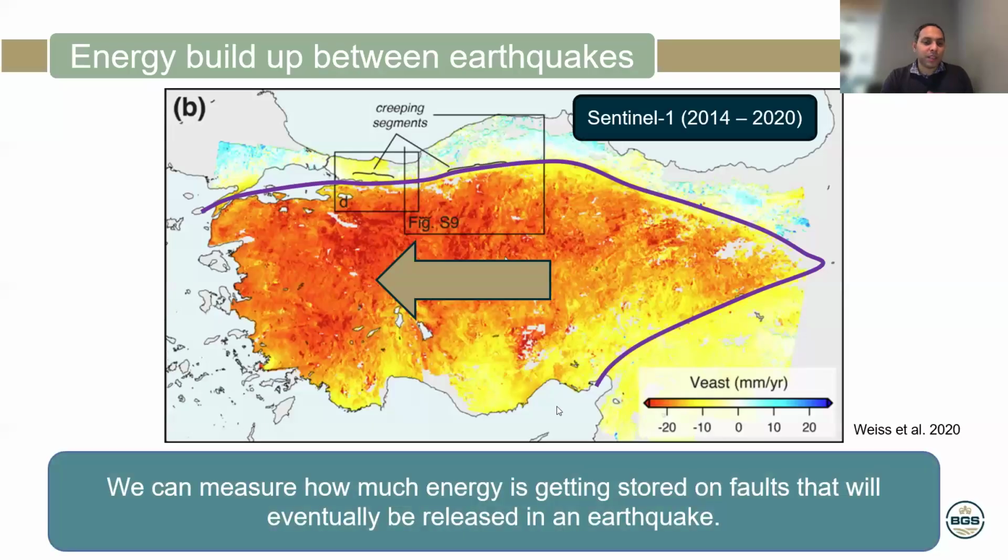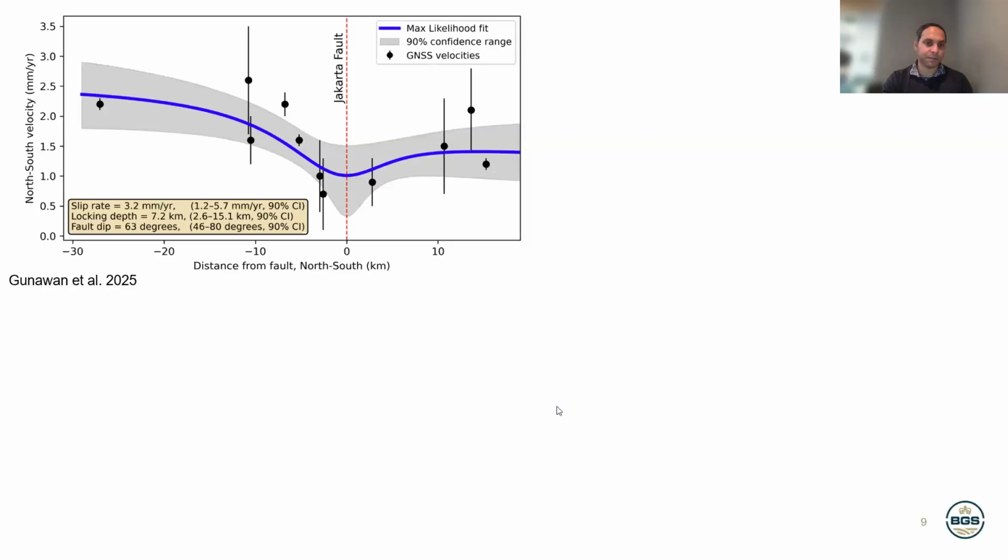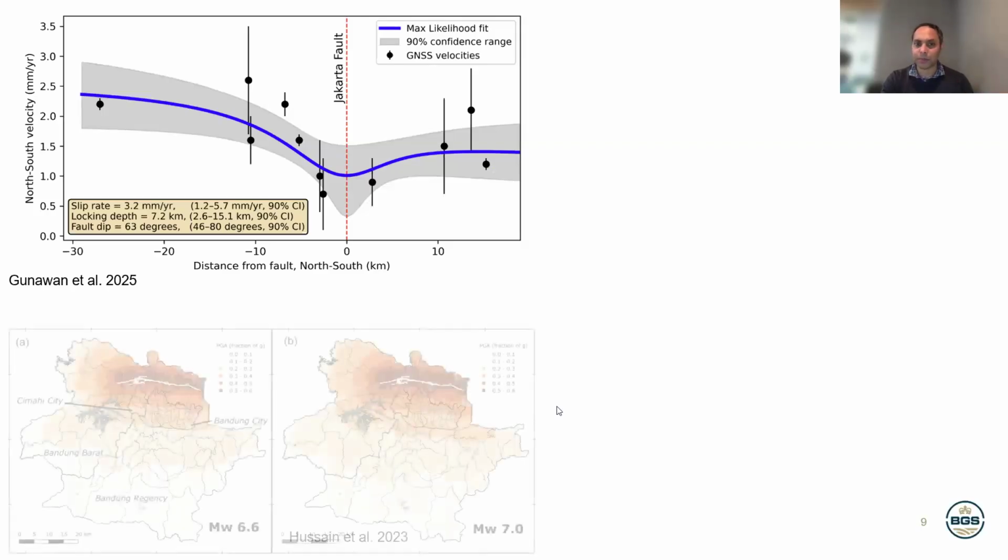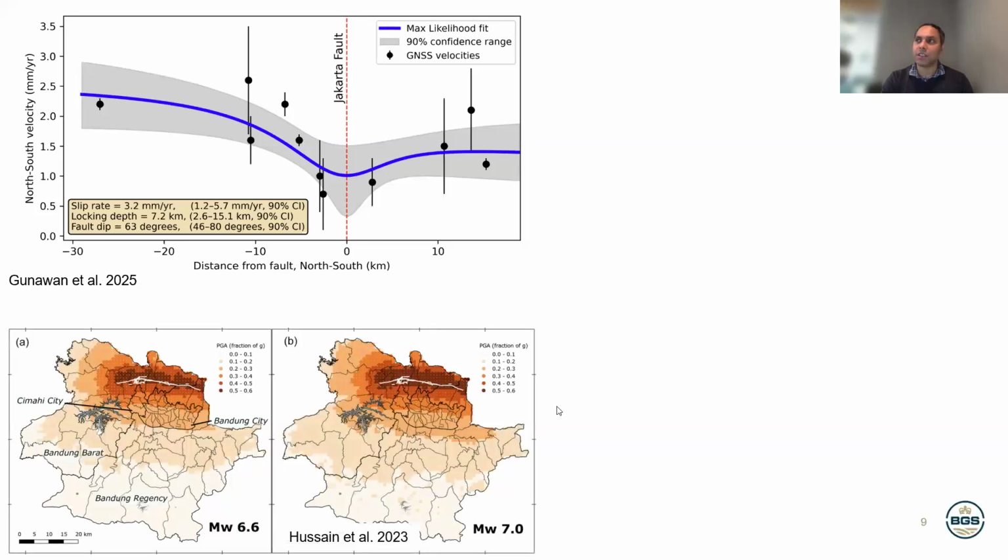So we can measure how much energy is getting stored on this fault that will need to be released. And we can calculate, if all the energy was released now, how big the earthquake could be. And then we could do these profiles like this. You don't have to use InSAR, you could use GPS measurements. You can then do scenarios. So think about that fault line, and it has accumulated this much strain. And if it were to be released now, it could produce a certain size earthquake, could be a 6, could be a 7. This is an example from Indonesia.